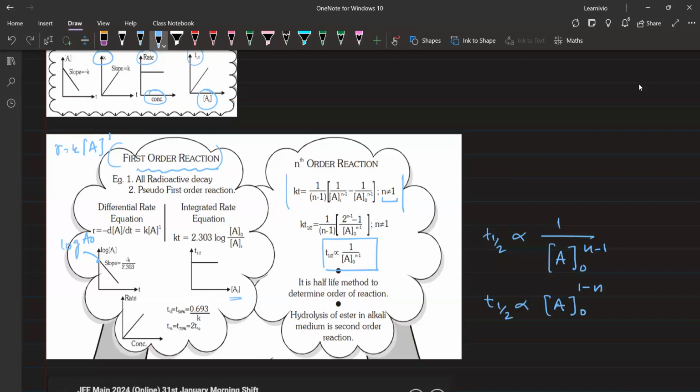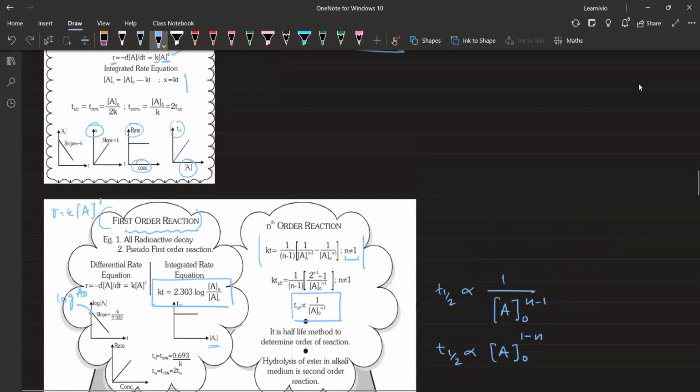So please write a few things here. Write this equation. Okay. And also from the zero order, you have to write these equations. And this equation for T half. Although for half life, I'll be doing separate sections, separate questions for half life, but please write these equations now.